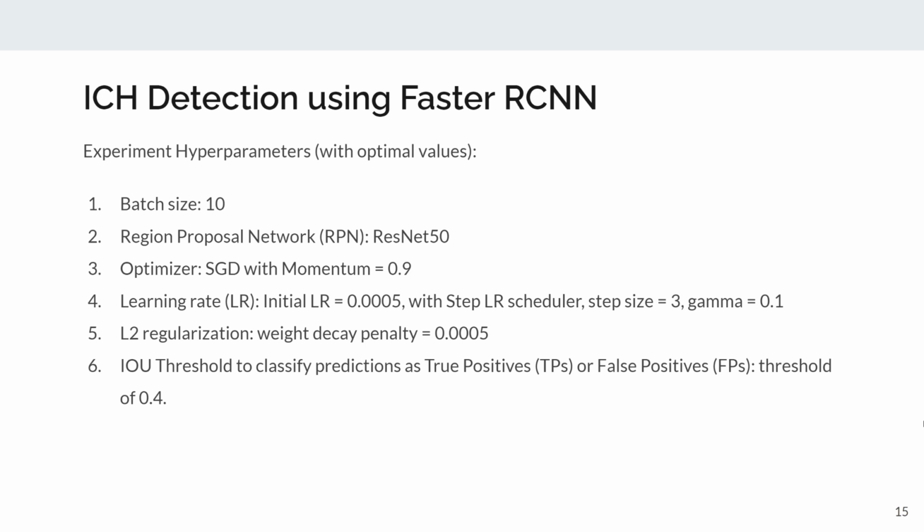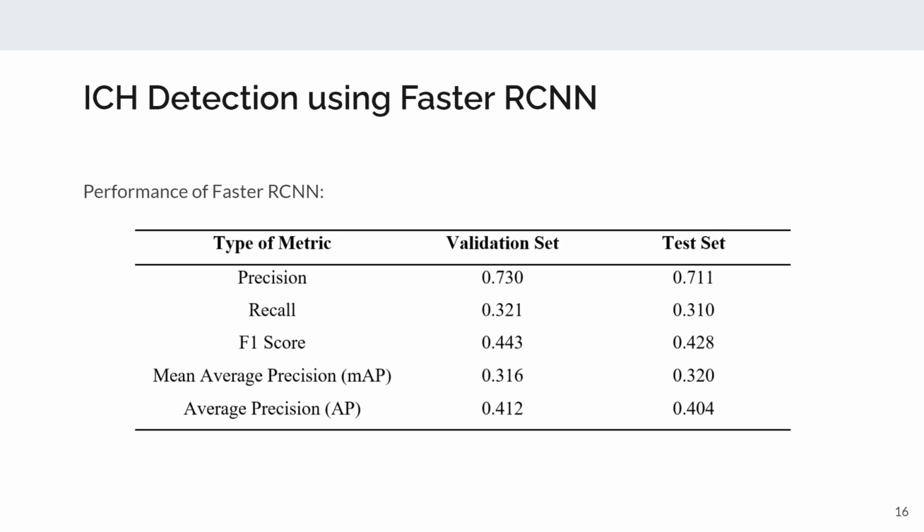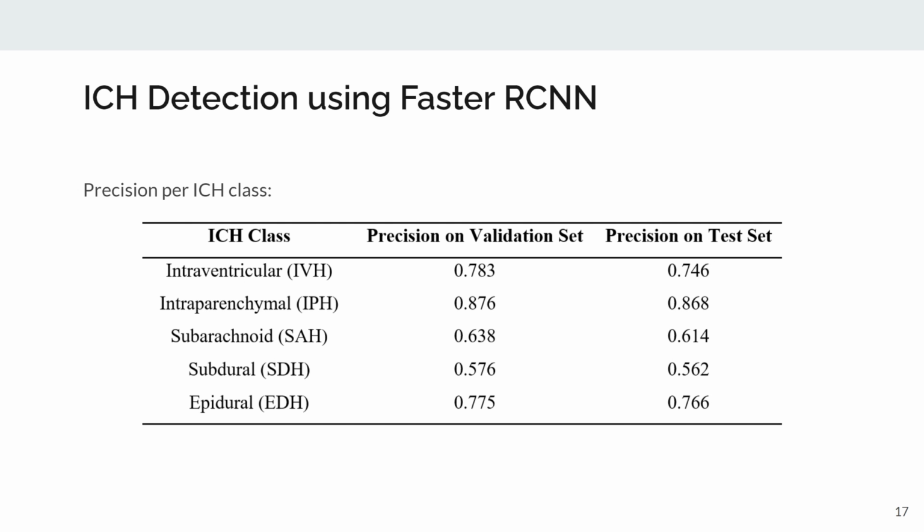Here we see the hyperparameters we used for ICH detection using Faster RCNN, and here we can see the results that we obtained. We prioritized precision in this FYP for the Faster RCNN model, and here we can see the precision per ICH class. Clearly, IPH has the highest precision. However, some classes such as SAH and SDH performed worse, which is important as we shall see later on.